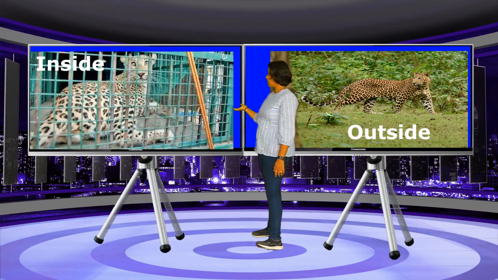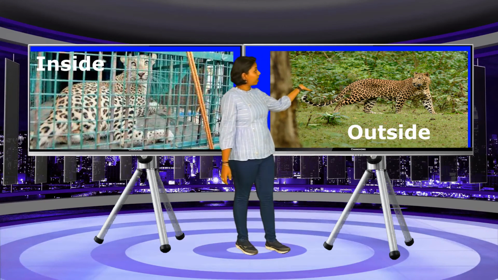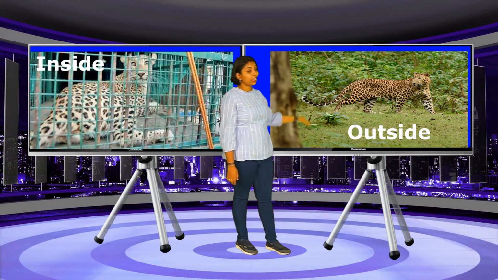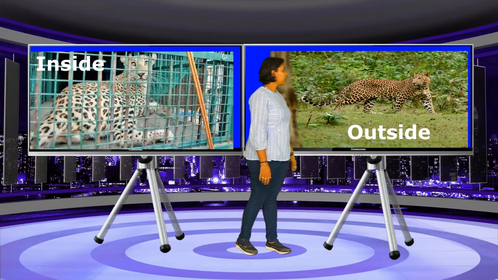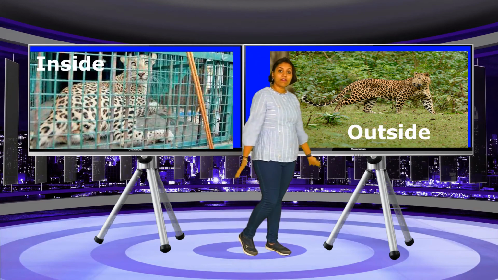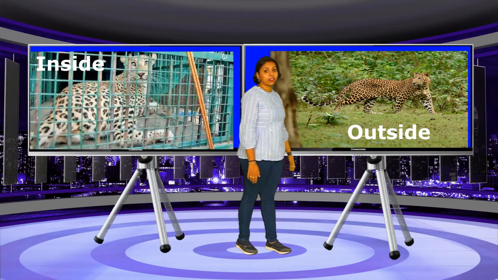Okay. So the leopard is inside the cage and you can see a leopard here in this picture which is roaming freely in the jungle. Yes, it's a forest animal, jungle animal. So here the leopard is roaming very freely. It is not in the cage, it is outside the cage. Okay, it is roaming freely in the forest.